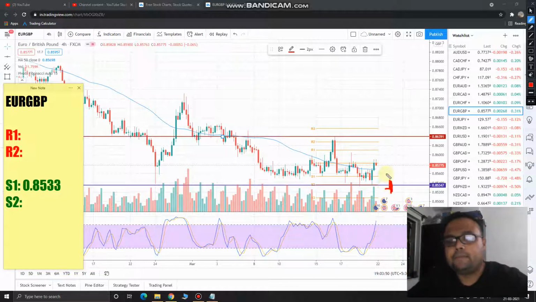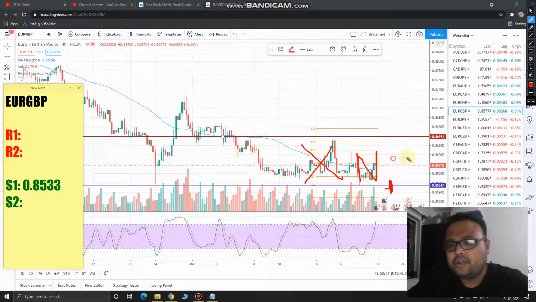then you can short the market below this level. Otherwise, as long as the market is trading between this range, you do not need to trade here. This is your no trading zone. Just avoid the market until and unless the market is trading outside this zone.